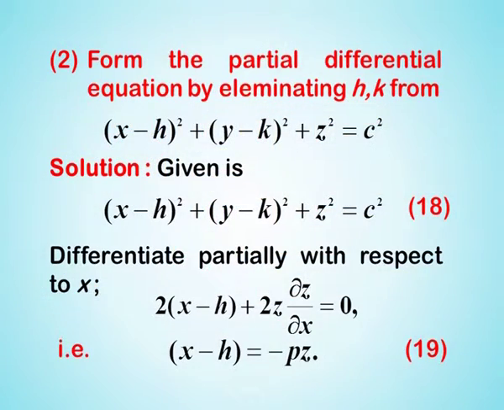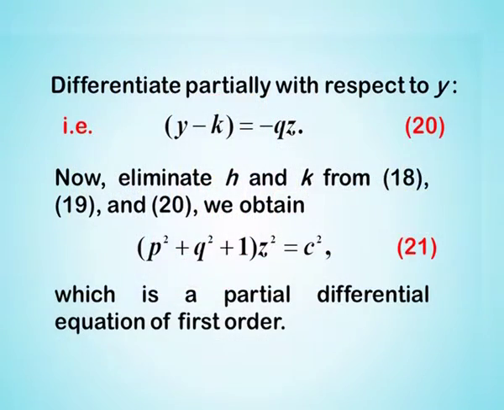We come here now: form the partial differential equation by eliminating h and k from, almost the same thing. So, we can make it equation 18, and then we have equation 19 derived from equation 18. The given is very simple. We have differentiated partially with respect to x and we get 19, and then we have differentiated with respect to y, and that results in equation 20, as we have done in the previous illustration 1.